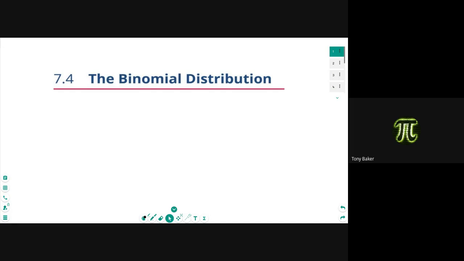So last class, we started looking at the discrete random variables, and we talked briefly about the uniform distribution where everything's basically the same. Today, we're going to start looking at what's known as the binomial distribution. So to start with the binomial distribution, we need to know what a binomial experiment is.